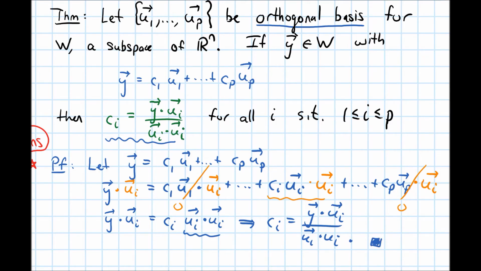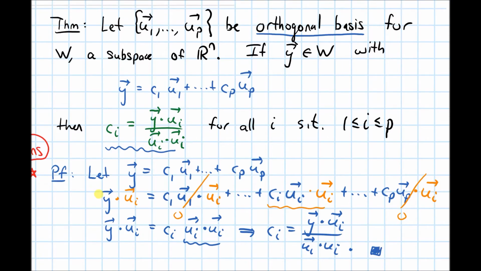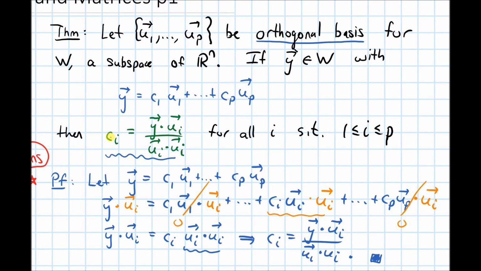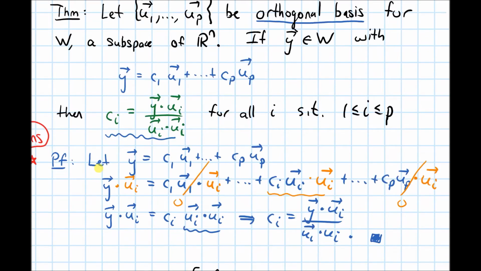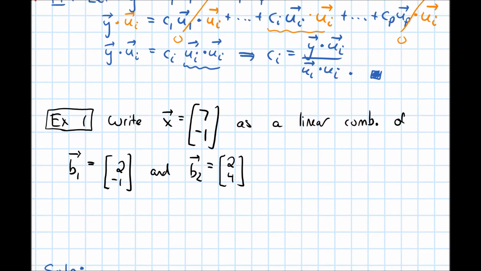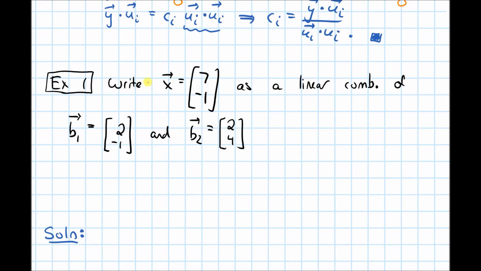Alright, so let's do an example where we apply this theorem, where we see why it's useful to have this formula for these coefficients of this linear combination. Here is the example. x is the vector 7, negative 1, and let's try to write this as a linear combination of these two vectors, b1 and b2.